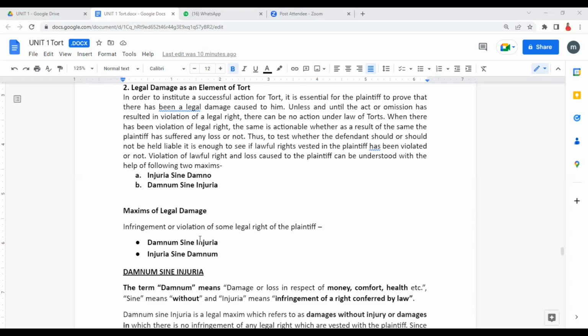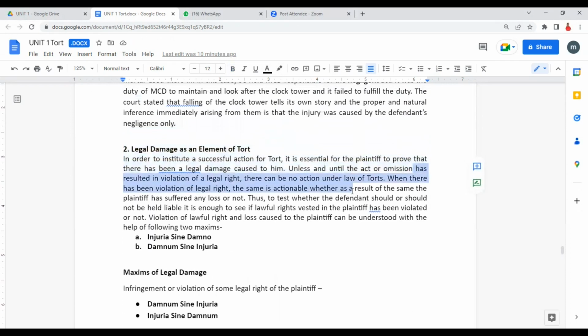Ma'am, can you please give me an example for legal damage and which is not a legal damage? Yes, I will give you an example. There are actually two maxims explaining what is legal damage and what is simple damage. Okay, there you will get an idea. But what is essential? Legal damage is essential. So unless and until you can prove that, first of all, we had act or omission, right? So you need to prove that yes, act or omission was there, but whatever act or omission was there, it has resulted in legal damage.